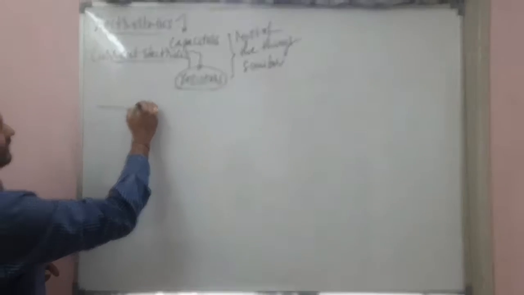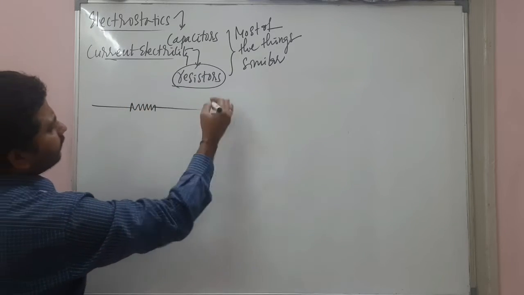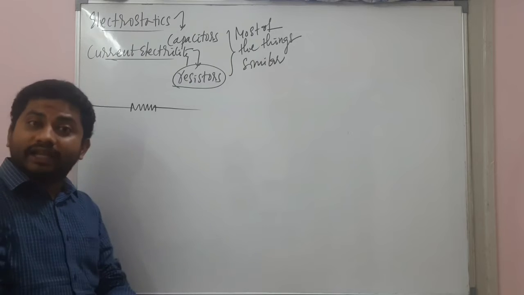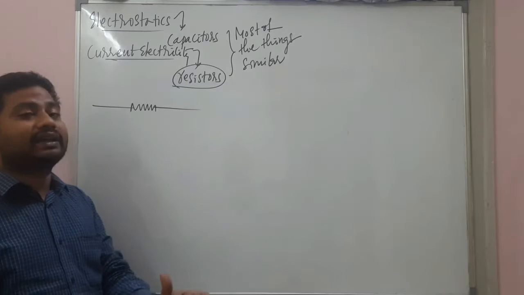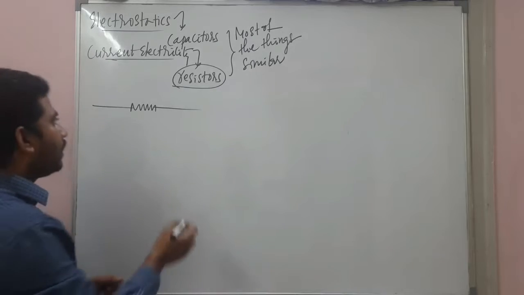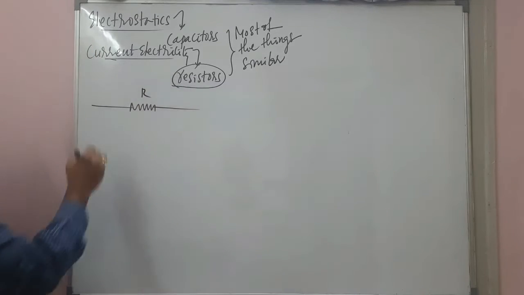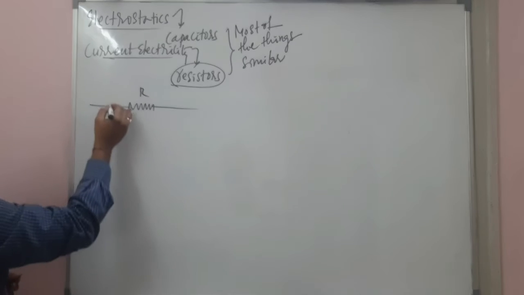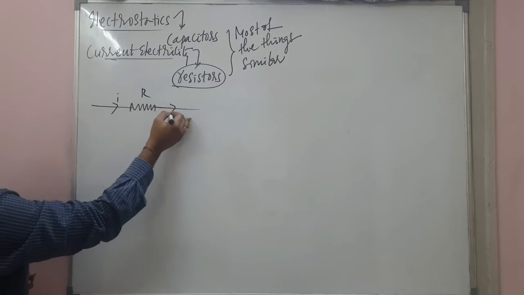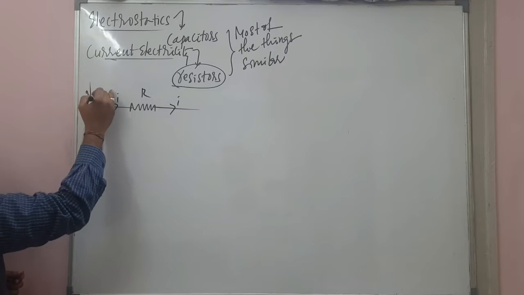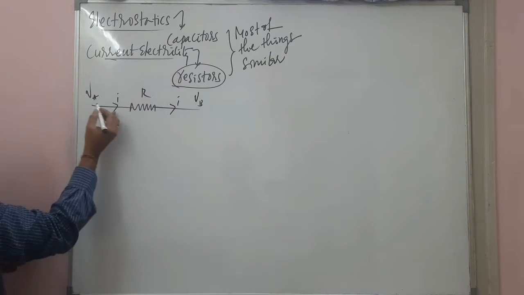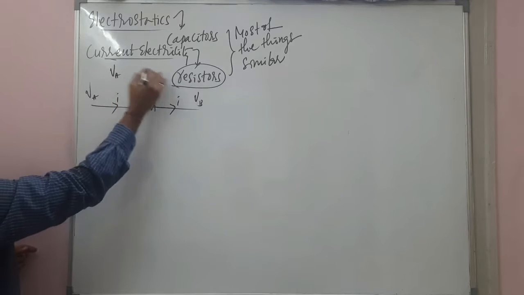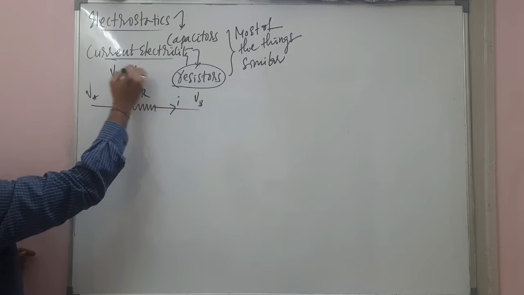This is a resistor. A wire, a conducting wire, or any electrical appliance we consider as a resistor. It is represented with the symbol R. There is an electric current passing through this resistor. This is the positive terminal and this is the negative terminal. That means A is at high potential and B is at low potential.